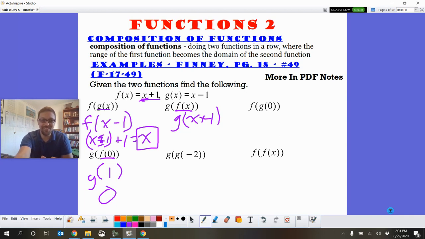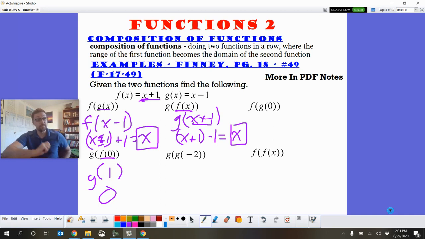Now we want to do x minus 1, where our x is an x plus 1. So we get x plus 1 minus 1, and we end up with just x again. Hey, well, that's neat. That's related to that inverse thing that's coming a little bit sooner. If you want to check out the other ones, check out the PDF notes.